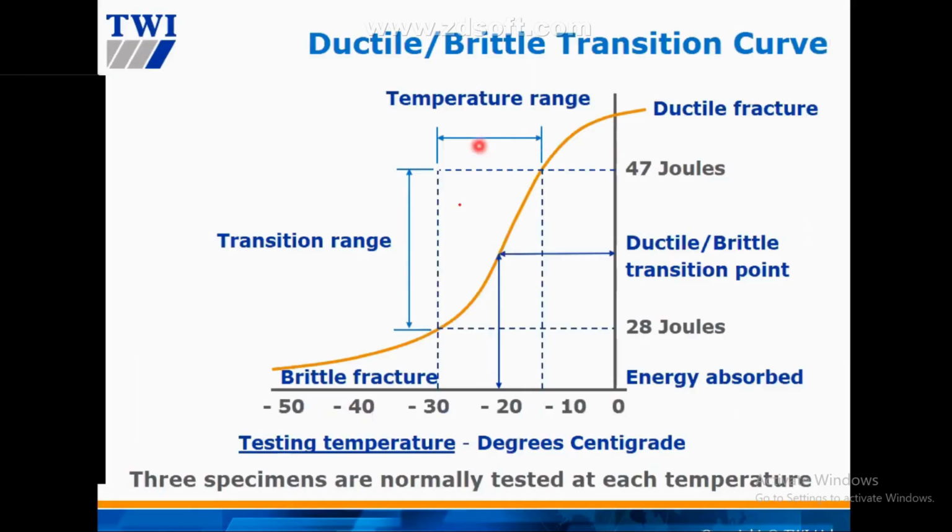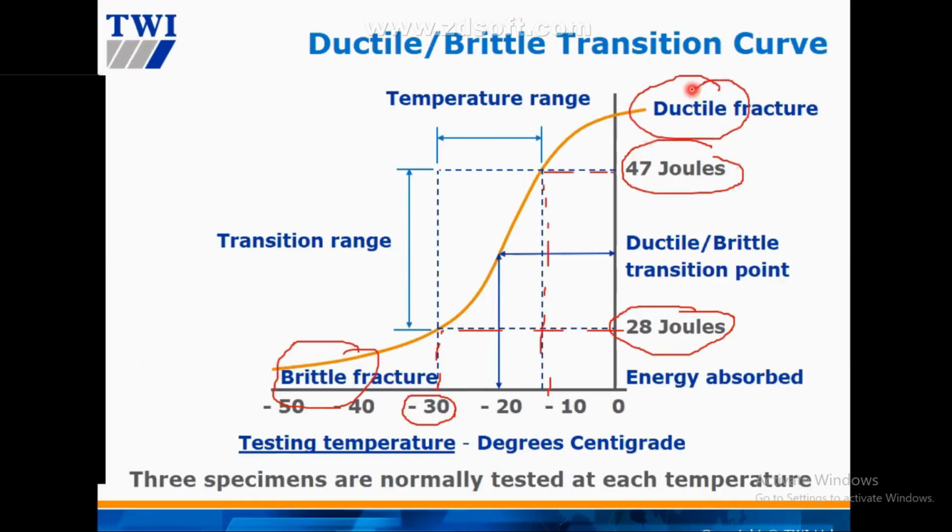All right, so for the temperature here, we can see in the example we test at minus 30 degrees. We can see the energy absorbed is around 28 joules. So that gives us possible brittle can occur. And if we test at a bit higher temperature, we can see that now the energy absorbed is 47 joules. So this is more ductile. So from here, they call it the transition curve, transition temperature, right? If we test at high temperature, normally we got more ductile. The same specimen, if we test at lower temperature, is more brittle.